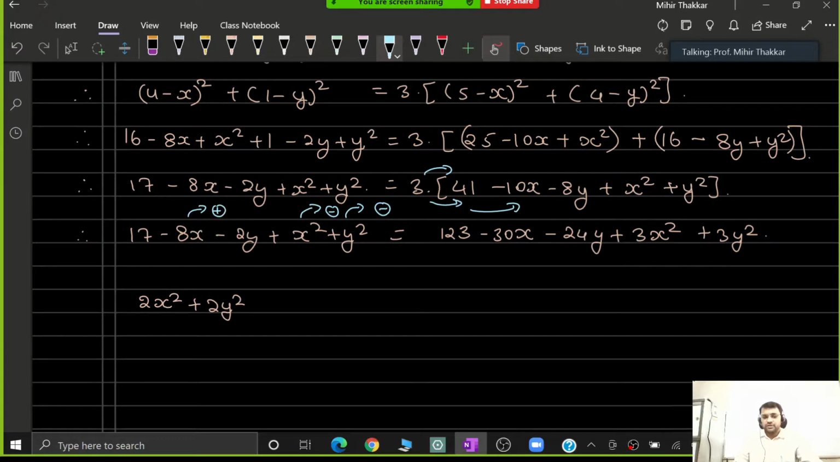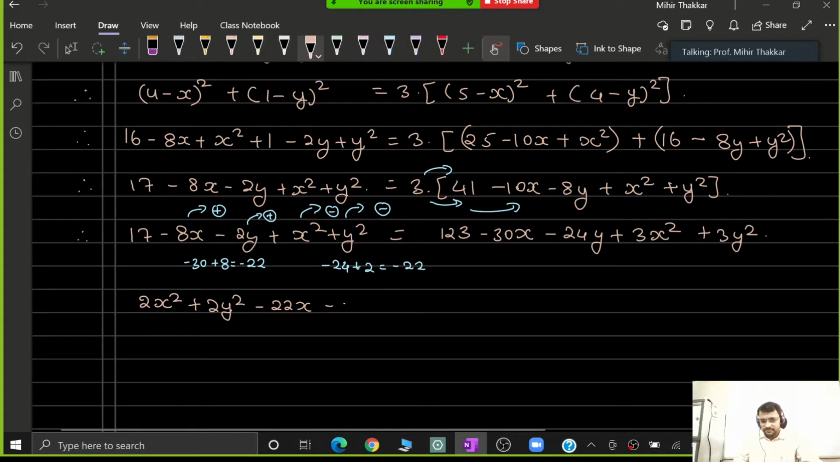Then I have minus 30x, and suppose if this minus 8x goes on the opposite side, it becomes positive. So I can say minus 30 plus 8 is nothing but negative 22. So this becomes negative 22x. In the same manner, I am having minus 24y over here. Minus 2y goes on the right side, it becomes positive. Therefore, minus 24 plus 2 will become minus 22 again. So this will be minus 22y.